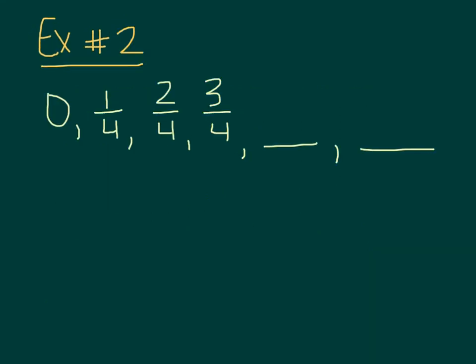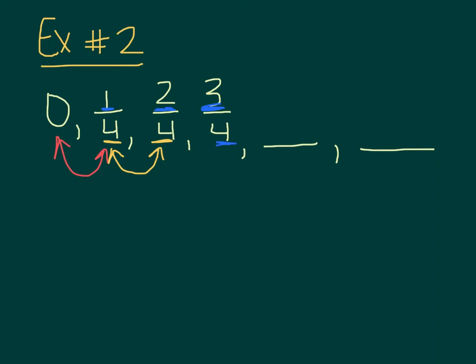Okay, example number 2, we have to find the pattern again. From 0 to 1/4 doesn't tell me a whole lot, so I kind of need to look at the next two numbers. 1/4 to 2/4. So it looks like my denominator stayed the same, but my numerator went up 1, went from 1 to 2. And then it went up again 1. My denominator stayed the same.